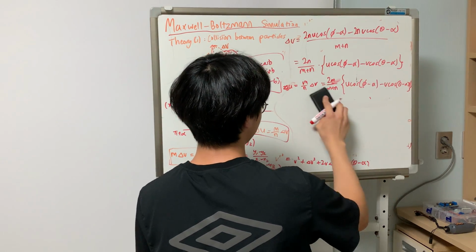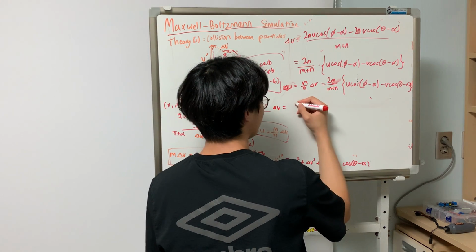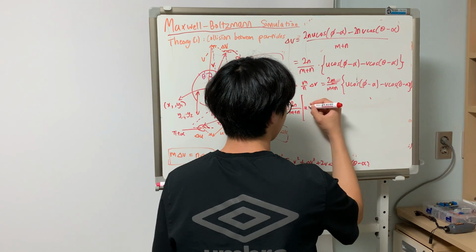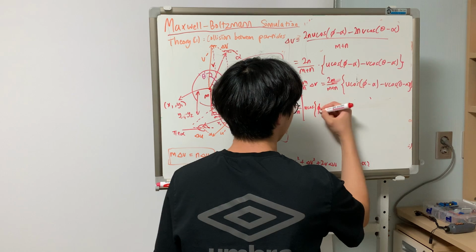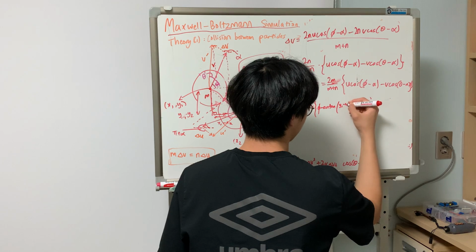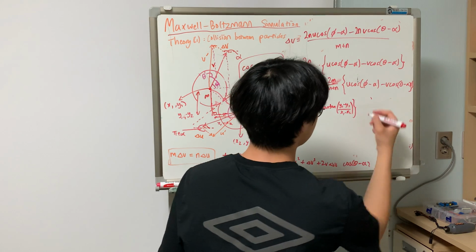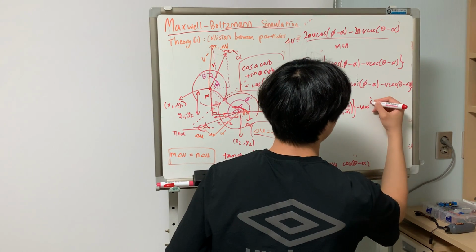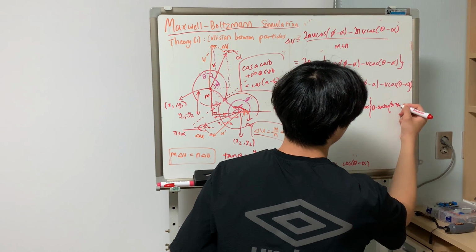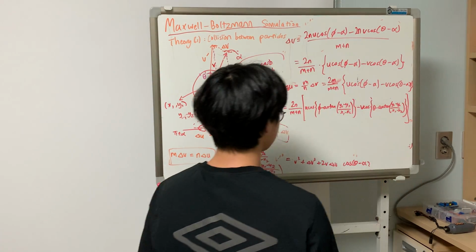No, I'm not satisfied. I want to do everything in one line. So delta v is equal to 2n over m plus n times, bracket open, u cosine of phi minus arctangent of y1 minus y2 over x1 minus x2, bracket closed, minus v cosine of theta minus arctangent of y1 minus y2 over x1 minus x2, bracket closed.